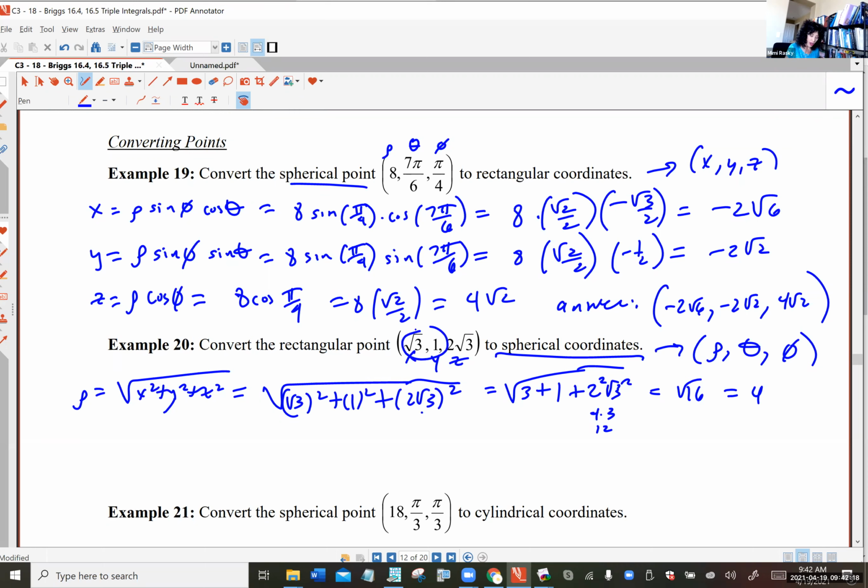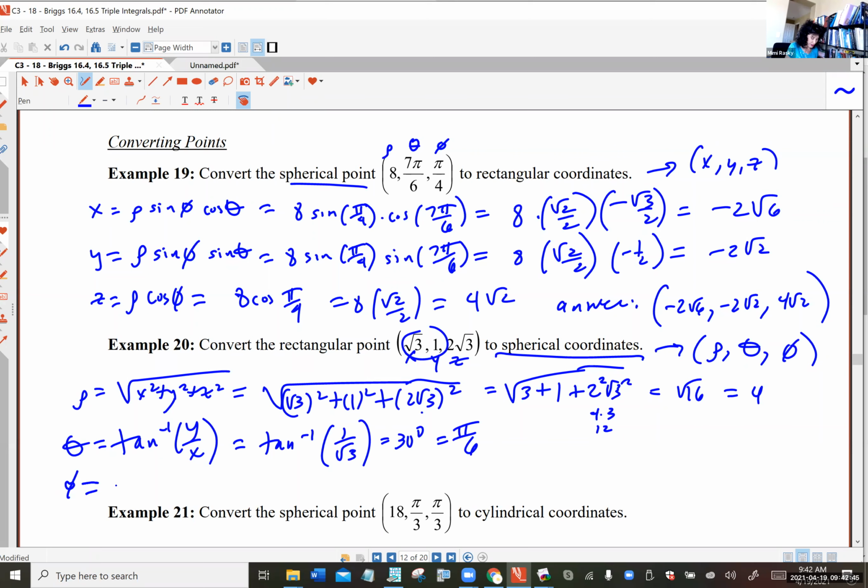Now, the x and y coordinates, if you graph that in the xy plane, you're in quadrant 1, which is good news because when you get your theta, it does matter what quadrant you're in. And since we're in quadrant 1, we won't have to add 180 degrees, thank goodness. Using my calculator in degrees mode, I get arctan of 1 over square root of 3 is 30 degrees. Convert that to radians, pi 6.